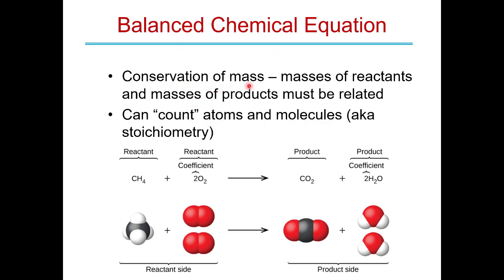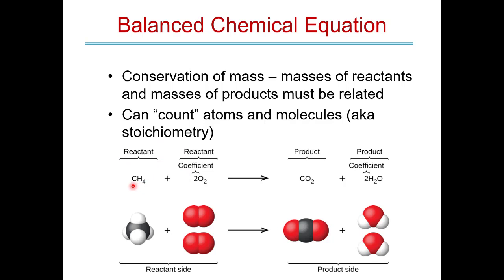Because mass is conserved, and really atoms are conserved, we cannot create or destroy atoms in a chemical reaction. It turns out that the masses of the reactants and the masses of the products must be related in some way. We can do this because we can count the atoms and molecules. We call that counting of things, and the relationships between counts of things, stoichiometry. And it applies not just in chemistry, but to things like recipes and cooking and building materials and so forth.